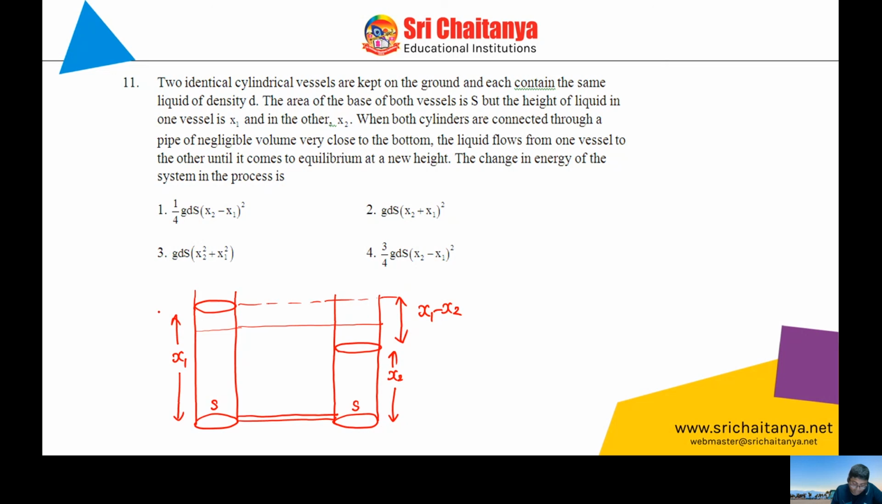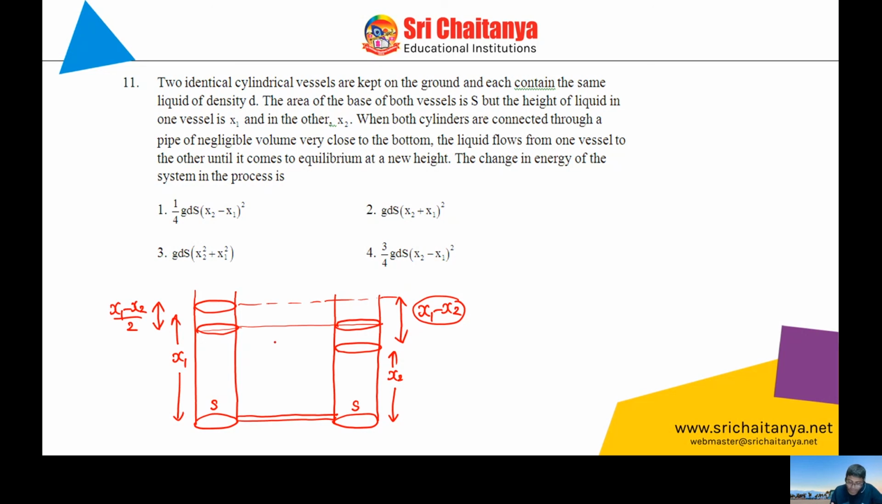This level will go down and this level will go up. By how much displacement would it be? That would be half of this quantity, that would be x1 minus x2 by 2.